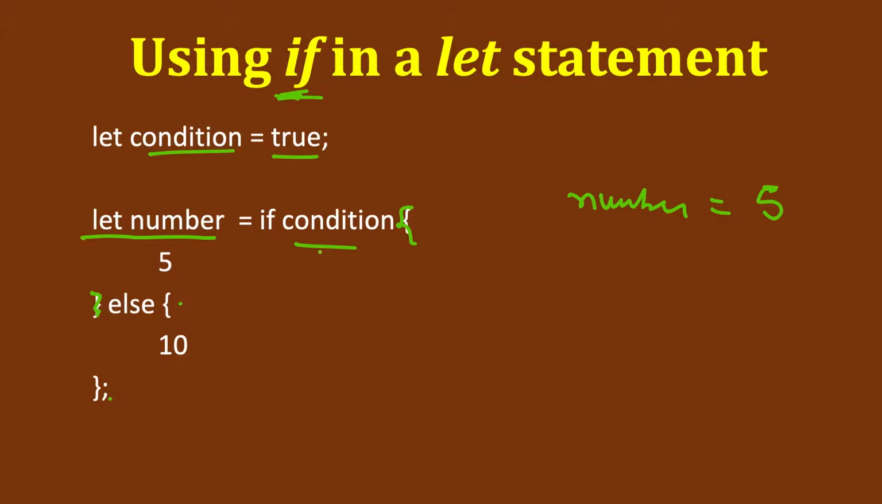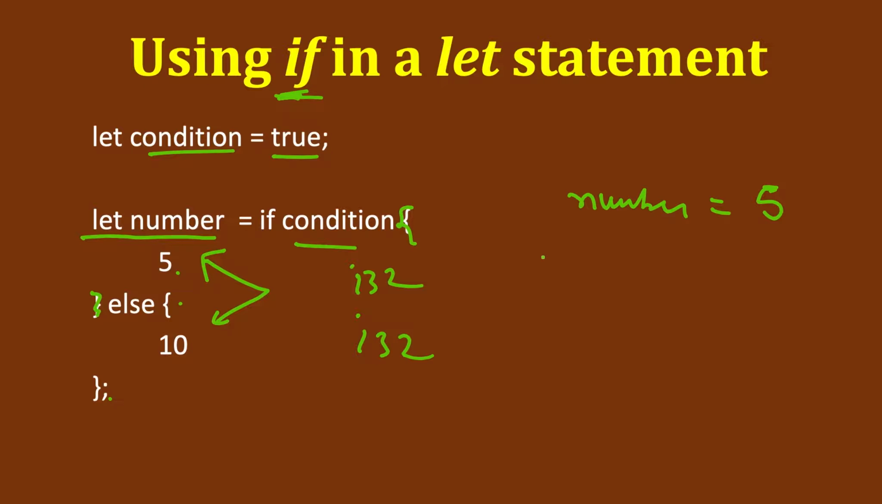One thing to note here is that all the potential blocks, so here we have two potential blocks, either this block will be executed or this one, so both expressions must evaluate to a value that is of the same type as the variable to which we are assigning. So here this is i32 5 and this is also i32. So this number will get a value of 5 and this will be i32.